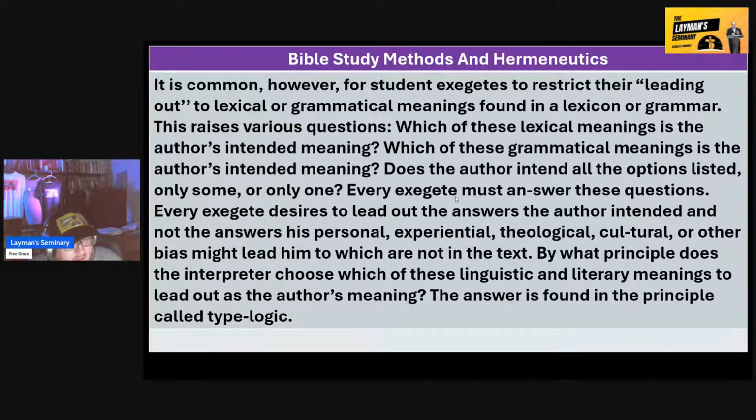Every exegete desires to lead out the answers the author intended, and not the answers his personal, experiential, theological, cultural, or other bias might lead him to, which are not in the text. But by what principle does the interpreter choose which of these linguistic and literary meanings to lead out as the author's meaning? The answer is found in the principle called type logic.